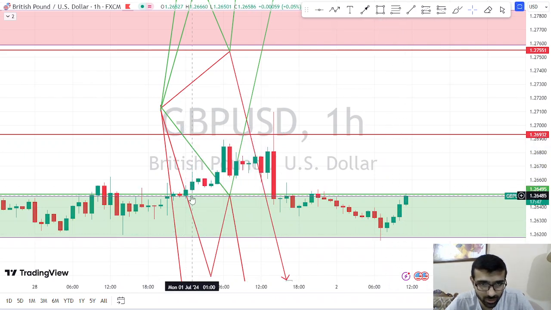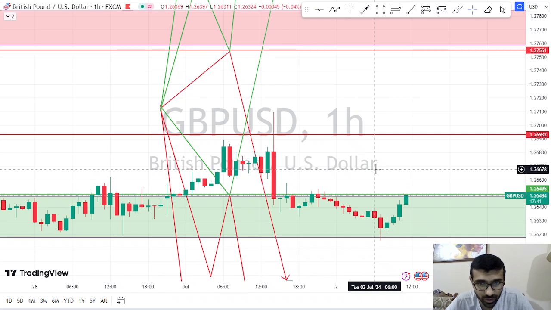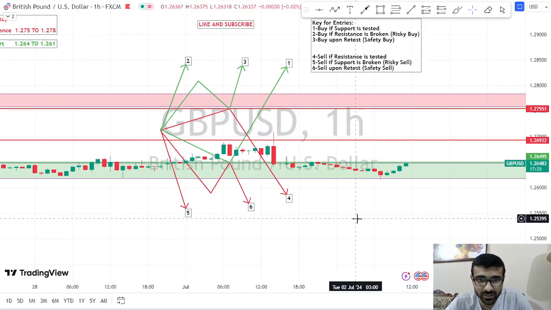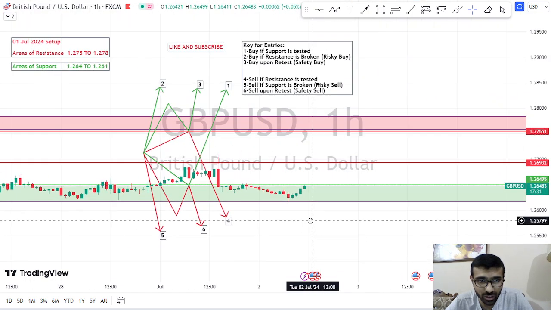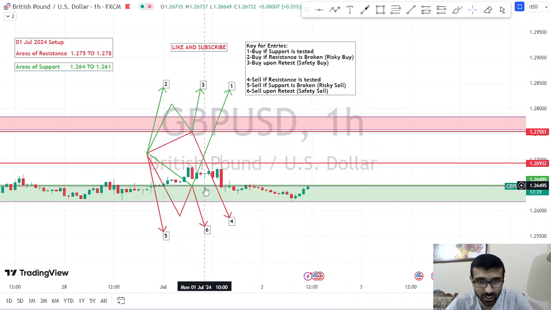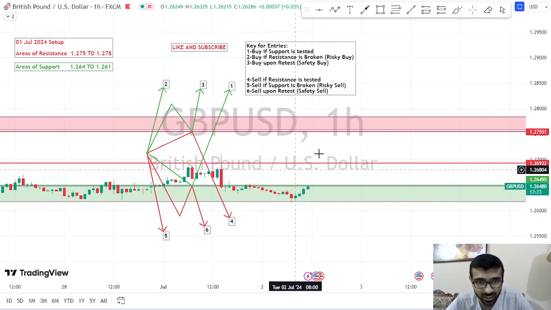You guys could have also taken an entry over here, but since this candle did not really touch our area of support, I'm not taking this entry for you guys. Other than that, you can clearly see that the market is still moving sideways within our marked area of support. The market just bumped in this candle, just tapped in our area of short-term resistance, and then again came down.